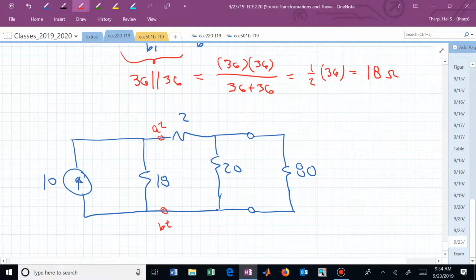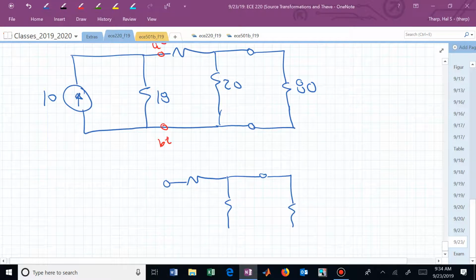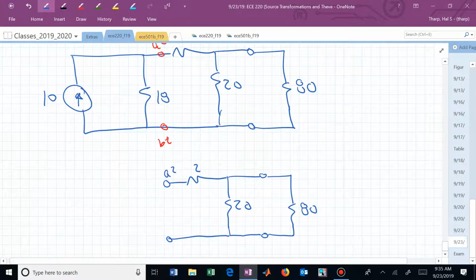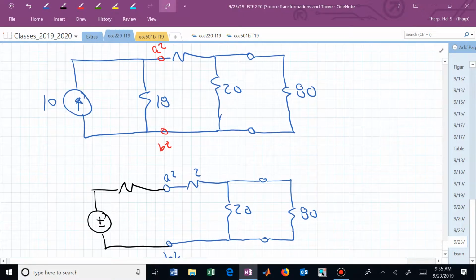What will the resistor be? So everything to the right of A2, B2 stays the same. How do I place a value on that resistor? If I'm now converting from a Norton source to a Thevenin source, how does the resistor change? Does it change? No, it stays the same. So that's 18.